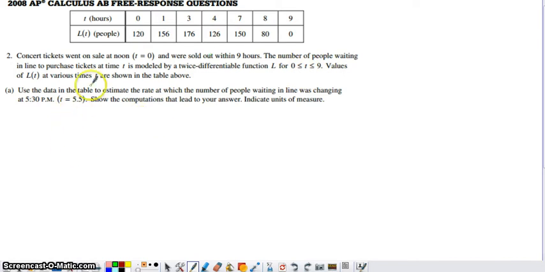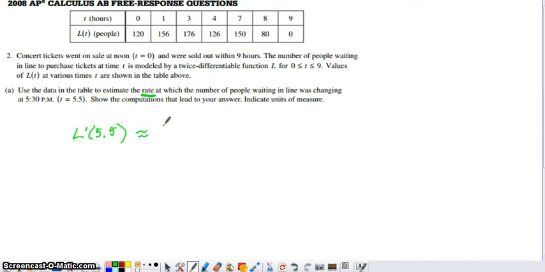In part A it says use the data in the table to estimate the rate at which the number of people waiting in line was changing. So this is the key word in that first sentence. If you want to estimate a rate of change, you're looking for a derivative. The rate of change of the number of people waiting in line at 5.5 is going to correspond to L prime of 5.5. Now, we don't have the capability of finding this because we don't know what L of t equals. If we knew what L of t equals, we could take the derivative, toss 5.5 into it, and replace t and evaluate. But in this case, we need to estimate this.